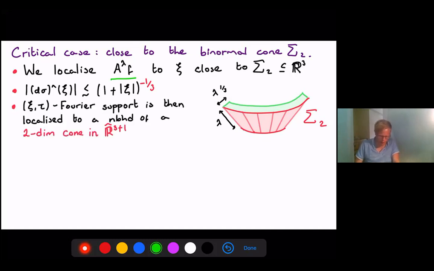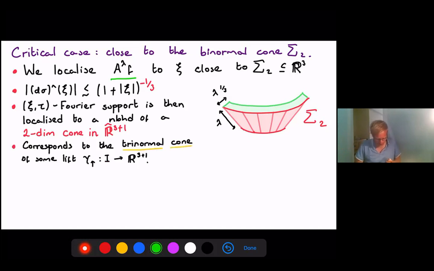However, we do have a saving grace here. We are localized to this very thin region in the frequency space. So we have to exploit this additional localization, okay? The fact that this slow decay rate only happens in a narrow range of directions in the three-dimensional Euclidean space. And how this manifests itself is that when we take the xc tau Fourier transform, we are now localized to a neighborhood of a two-dimensional cone in R4. Previously we were localized to a neighborhood of a three-dimensional cone in R4, but now we're localized to a neighborhood of a two-dimensional cone in R4.